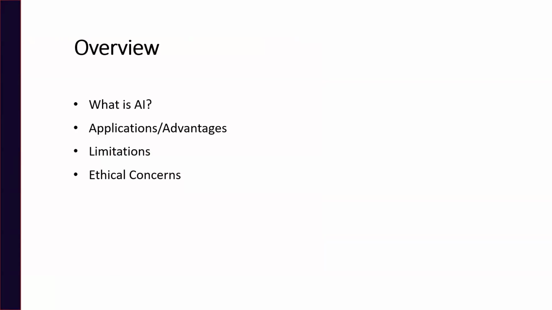So today, like I said, we're just going to talk about a few things. We're going to go over briefly what is AI. I'm sure you've been hearing a lot about it the last couple of years, especially its use in academia. We're going to talk about the applications and advantages of using AI, the limitations that AI has, and some ethical concerns about the use of AI.